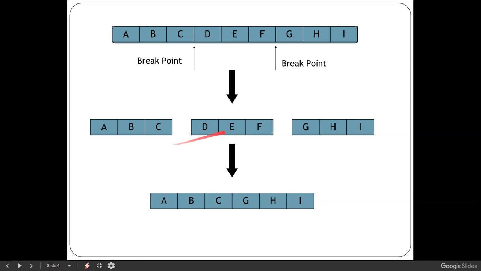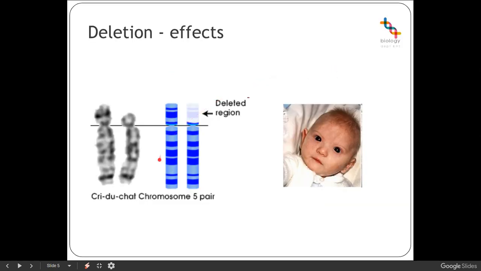Now it's worth being aware that a deletion could occur at any point in the chromosome. We've done it in the middle, so we've got 2 breakpoints. It could have been at this end, we could have had 1 breakpoint and lost A and B, it could have been at that end, we could have lost I, and so on. There's a variety of different ways that you could have a deletion. And in fact the example we're going to look at is this one here, where in Cri-du-Chat syndrome we have chromosome 5, you've got a deleted region.